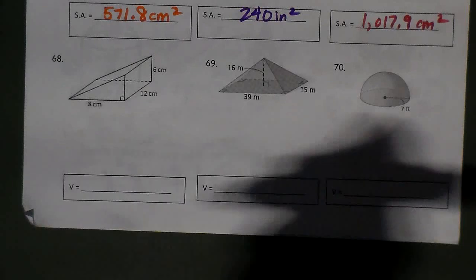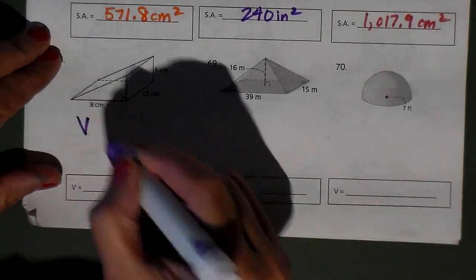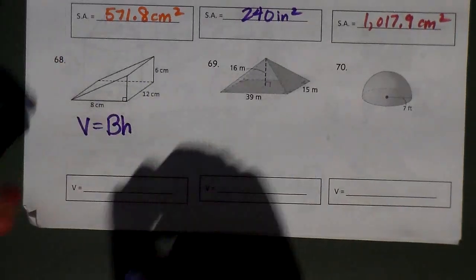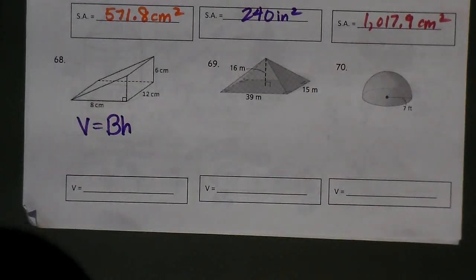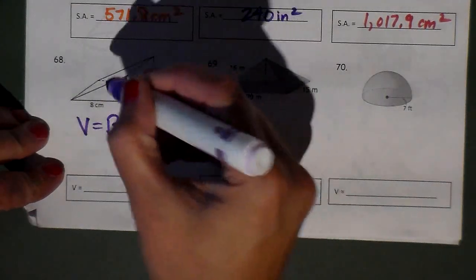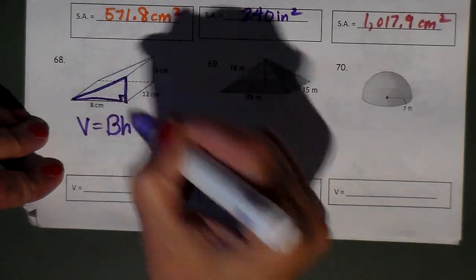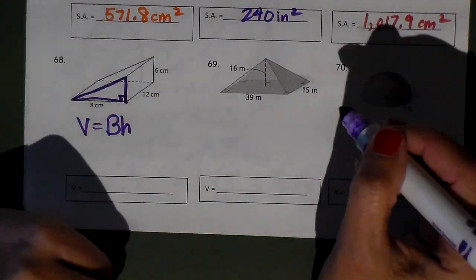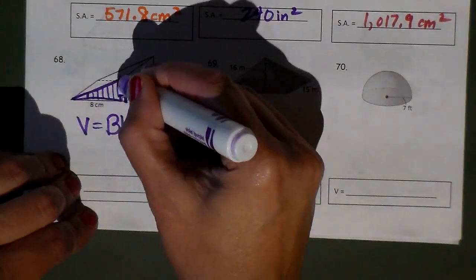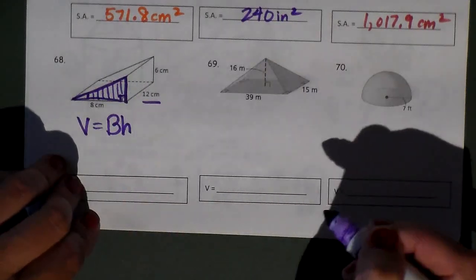For the volume here, this is a triangular prism. The volume of a prism is the area of the base times the height. That's the volume of a prism, okay? What is the base in this prism? The triangle. And you see how you've got that right angle? It's a right triangle. So what I need to do is find the area of that triangle, which is the same as the other one, and then multiply it by my height.